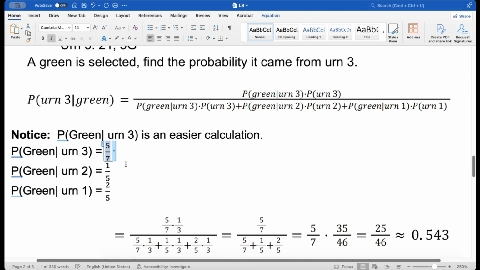5/7 we got here. And then in the denominator, we have that same term plus the conditional probability of green from urn 2, which was 1/5. Probability of selecting an urn is 1/3. And then we come to urn 1. Probability of green, given that we're in urn 1, was 2 out of 5. Probability of selecting urn 1 is 1/3. We cancel out the 1/3s, and we simplify this complex fraction. We get 25 over 46, which is about 0.543. So that's the probability that urn 3 was used, given we know that the selection came out green.